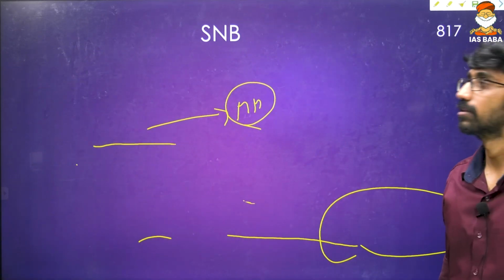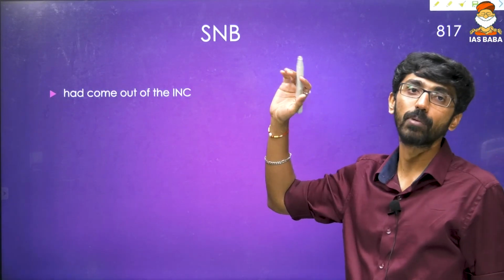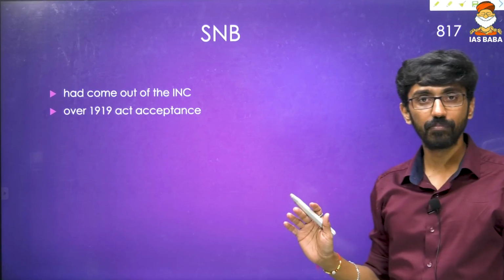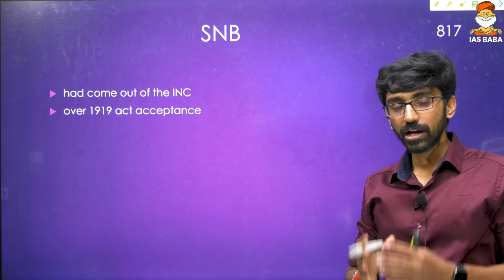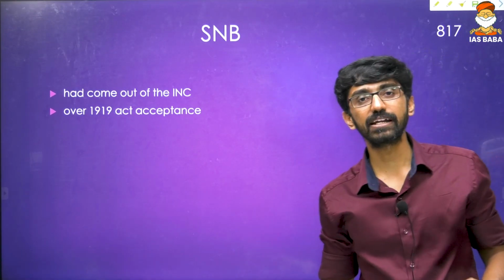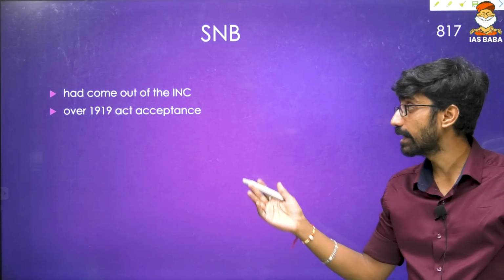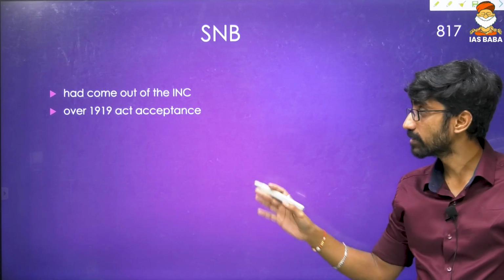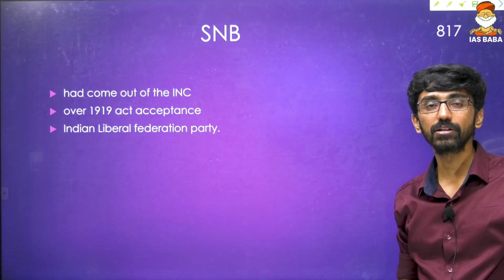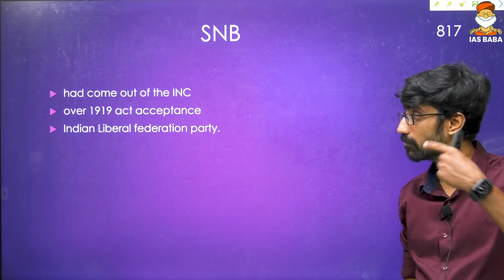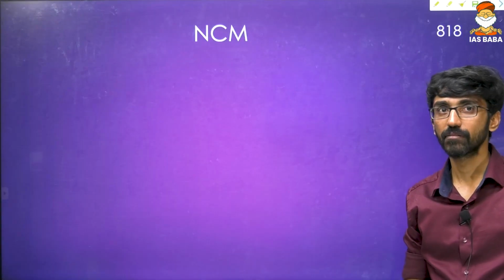Now Surendranath Banerjee, we talked about him. He had come out of the INC. I told you he established the Liberal Party because there was dissidence, some kind of disappointment over acceptance of the 1919 Act. Moderate leader Surendranath Banerjee was okay with the 1919 Act because he was okay with the 1892 Act and the 1909 Act. But some leadership was against the 1919 Act because it was disappointing, and that is the reason he came out of the INC and formed the Indian Liberal Federation Party. I already mentioned this particular fact. Again I am mentioning the Indian Liberal Federation Party, that is Surendranath Banerjee.